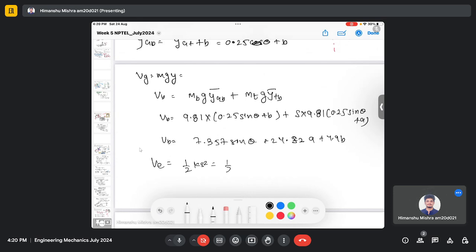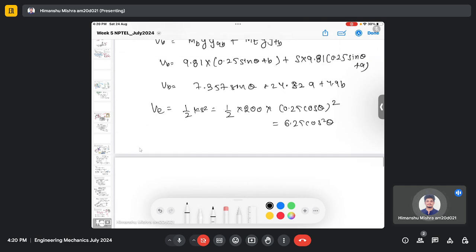So it is, stiffness is 200 Newton per meter multiplied by (0.25 cos theta) whole square. So when you solve this, you will have 6.25 cos square theta.